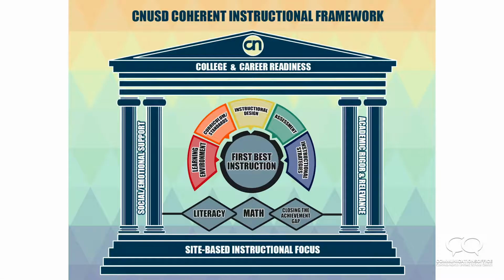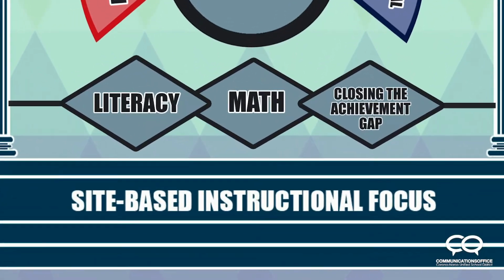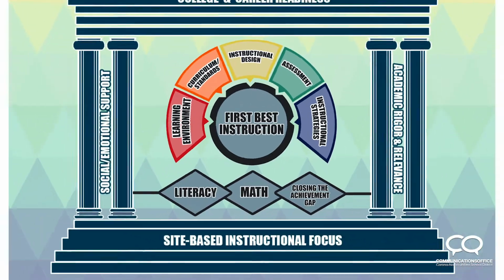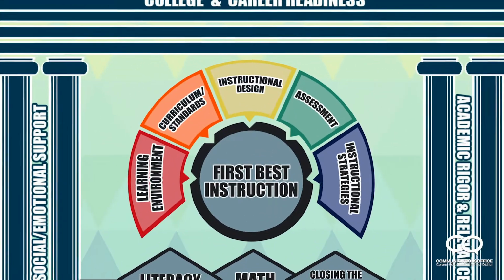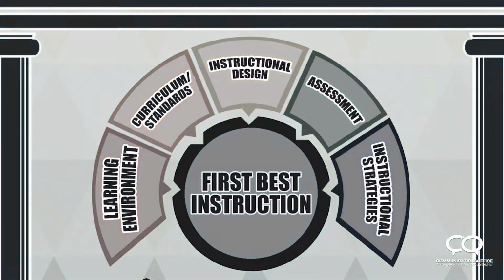Teams of teachers and administrators have been working hard to develop a visual representation of the instructional framework. As you know, we have our 3 top priorities of literacy, math, and closing the achievement gap. But the instructional framework allows us to go deeper and define first best instruction, which contains 5 main components, including learning environment, instructional strategies, curriculum and standards, assessment, and instructional design.